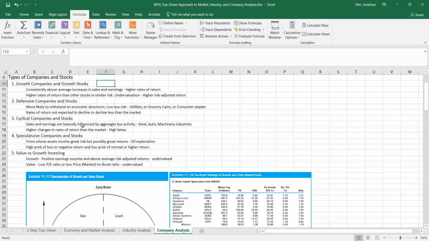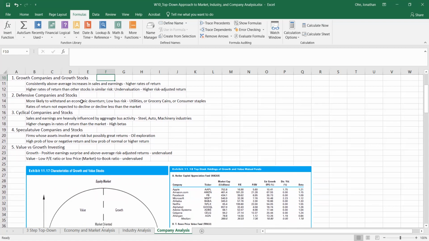All right. A defensive company is more likely to withstand an economic downturn and has low business risk, such as utilities, grocery, and consumer staples. These are defensive companies, right? Defensive companies usually perform better in an economic downturn or contraction. The rate of return is not expected to decline, or declines less than the market, especially during contraction. They don't produce a super high return, but they don't produce really bad returns during the economic downturn.